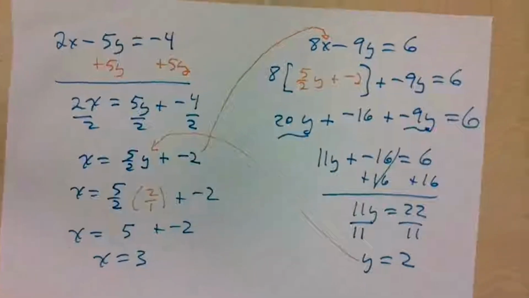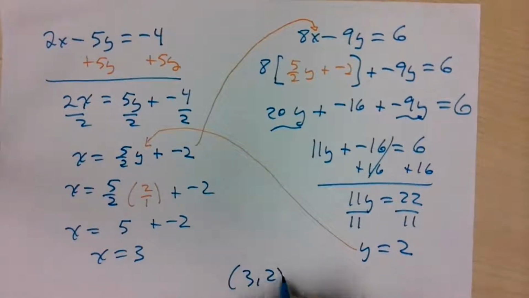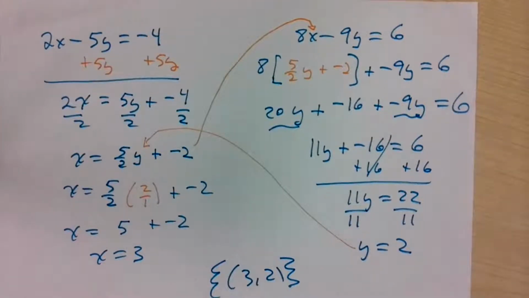So we are certain that our answer to that system of equations is the ordered pair 3, 2. And I will go ahead and write it in the curly braces. And that will conclude this lesson.